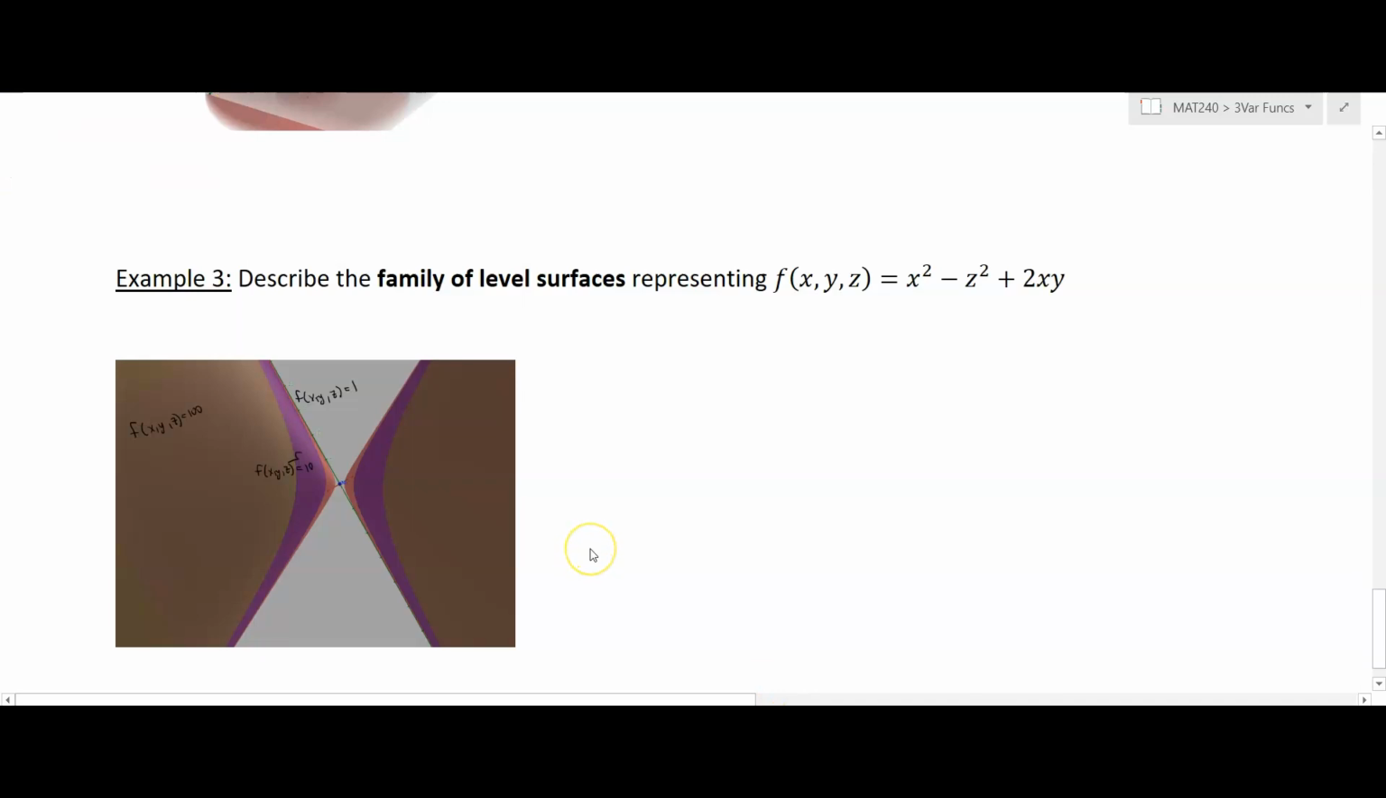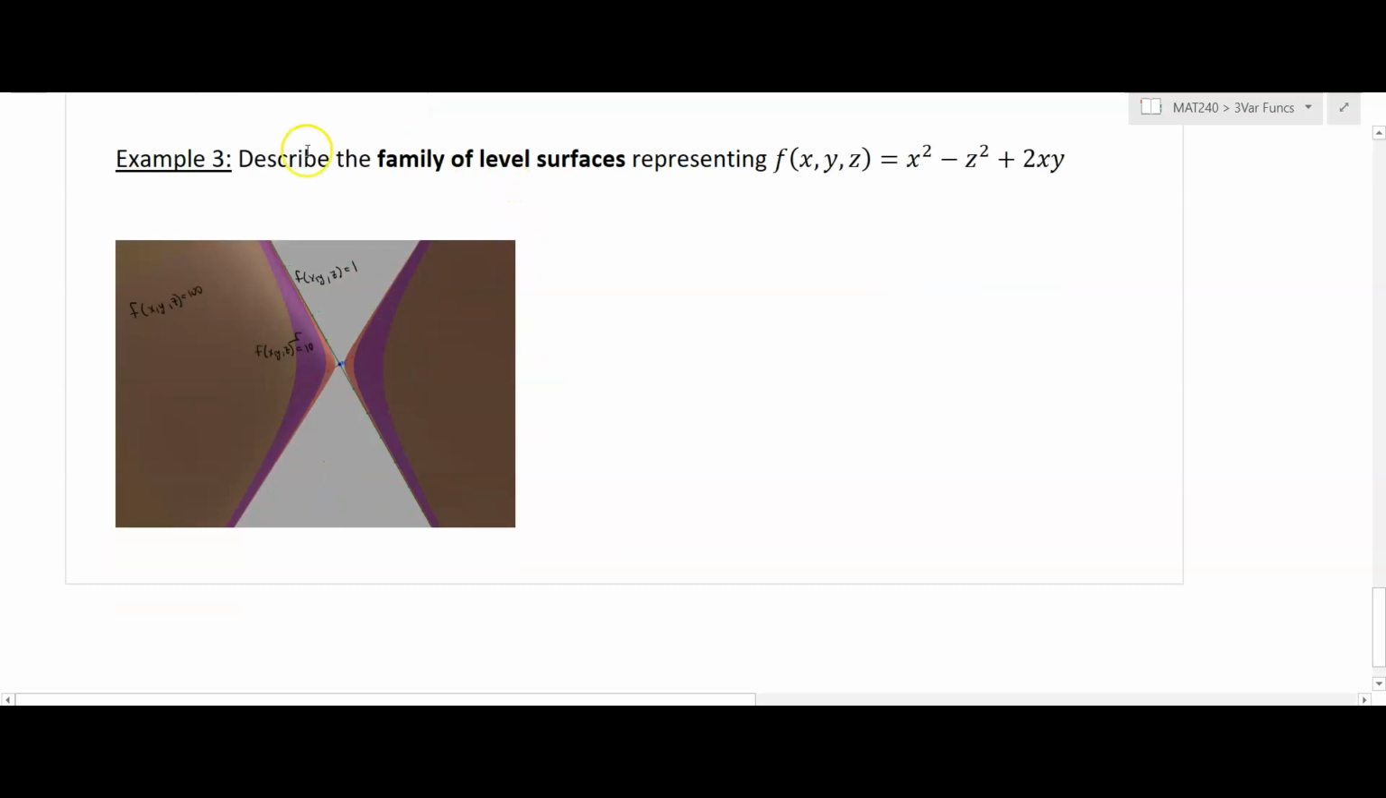So this is how we begin analyzing four-dimensional functions. The key idea here is that when we have a four-dimensional function, we analyze the family of level surfaces. And the family of level surfaces is just the collection of all the graphs that you could get for every single possible value of holding that output constant.